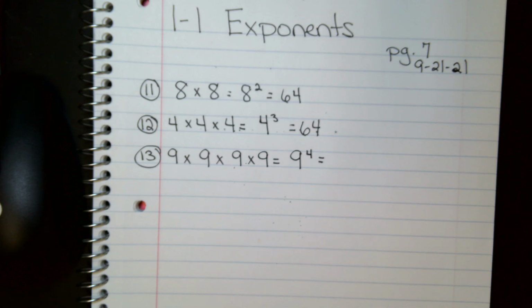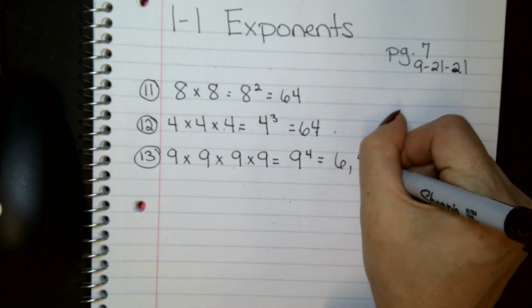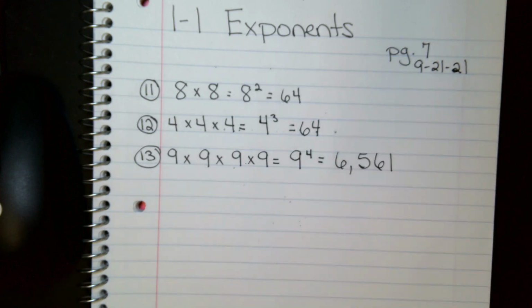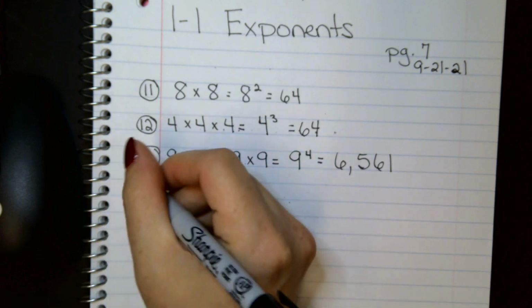Paxton? Okay. Use a calculator. It's 6,561. Make sure you don't do like 9 times 4. Of course, that's not their answer, right? But you're doing 9 times 9 times 9 times 9. Anytime I solve exponents, I generally will solve it a couple times on the calculator. Yes, sir. Okay. All right, let's do 14.